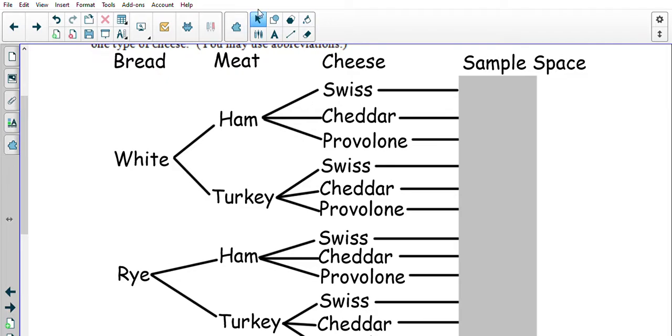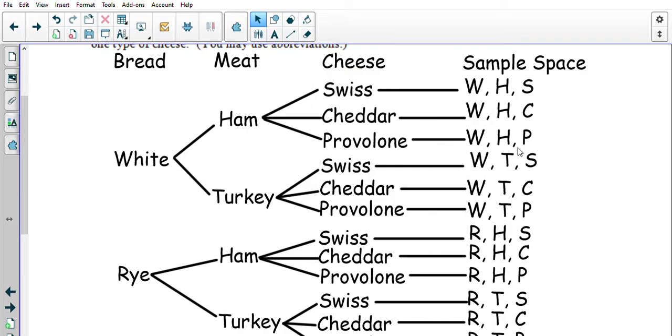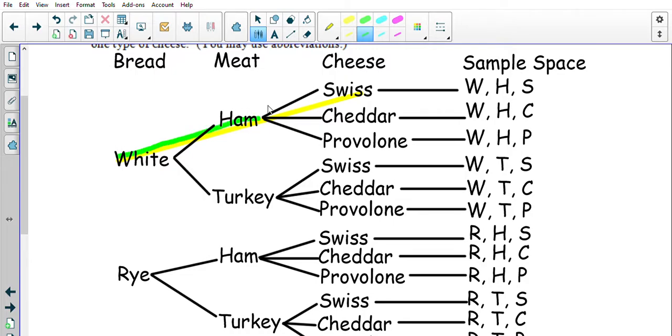Now, when I go to list my sample space, I'm going to follow these branches, and I'll follow a few of these for us so we can show it. My first element of the sample space is WHS, which represents white bread, ham, and then Swiss. So WHS is going to be this one right here. And then I have WHC, which would be this one right here. So white bread, ham, and then cheddar. And then in blue, the next one is white, ham, and then provolone, WHP, following this through here. What I like to do is draw this line from each of these so I know that I'm including every element of my sample space.